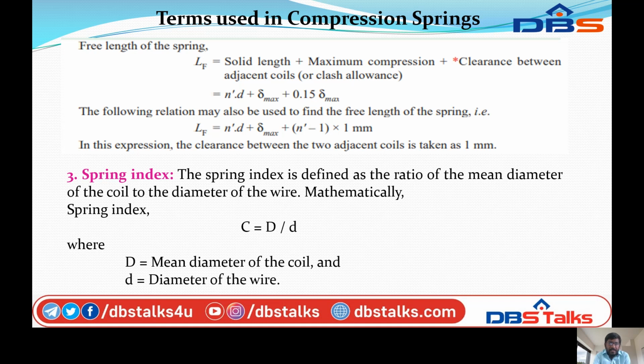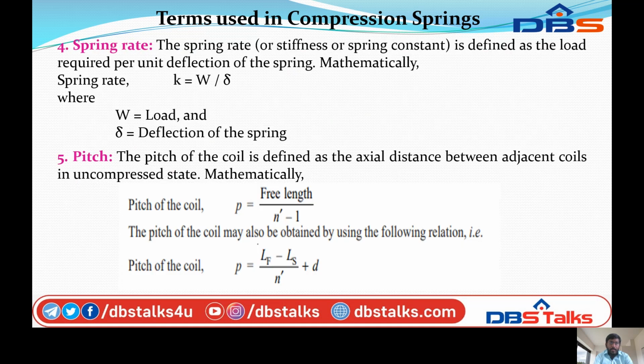So the next one is spring index. The spring index is defined as the ratio of the mean diameter of the coil to the diameter of the wire. So mathematically, the spring index C is equal to capital D by small d, where capital D is the mean diameter of the coil and small d is the diameter of the wire. The next one is spring rate. The spring rate or stiffness or spring constant is defined as the load required per unit deflection of the spring. So mathematically, spring rate k is equal to W by delta, where W is the load and delta is the deflection of the spring.